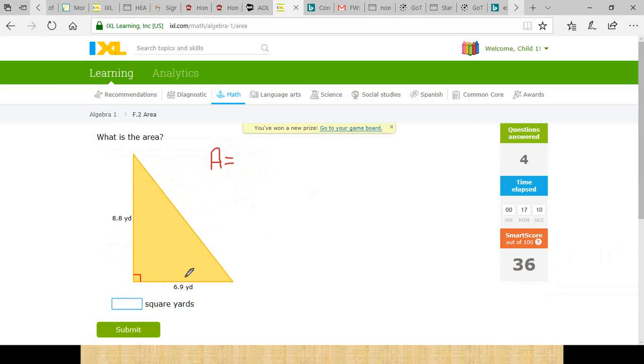Half base. Okay, so the formula you need: half base times height. So this is what you need to remember. The area of a triangle is half the base times the height.